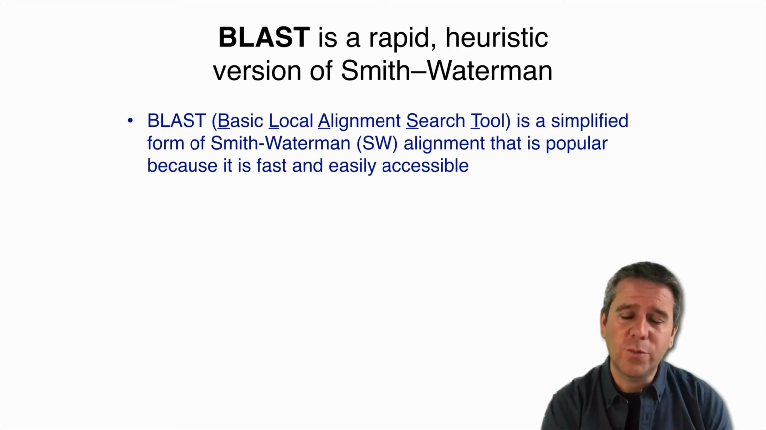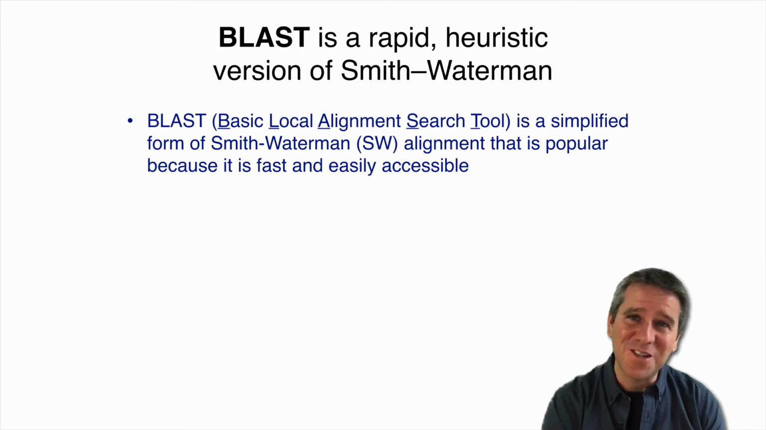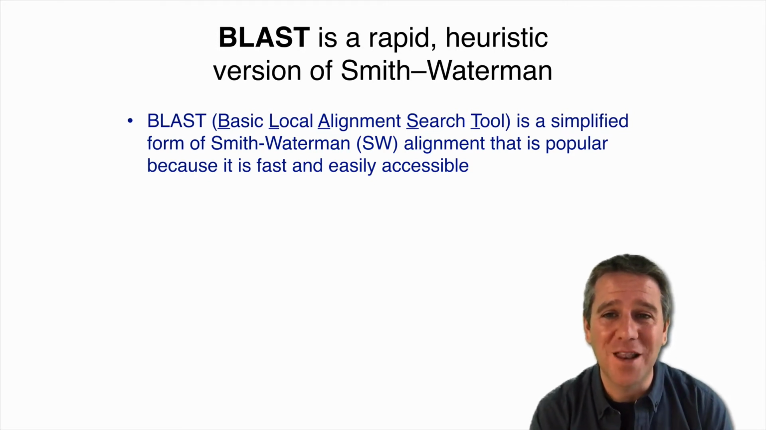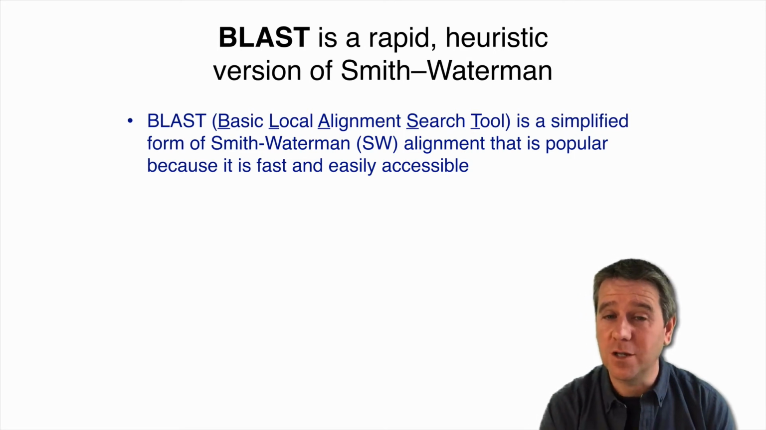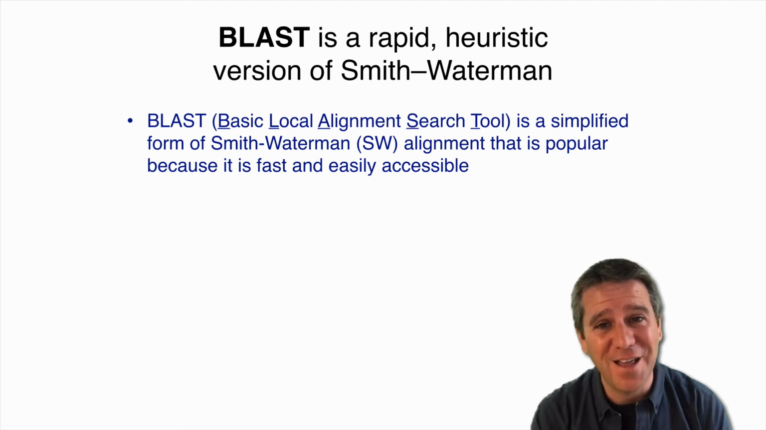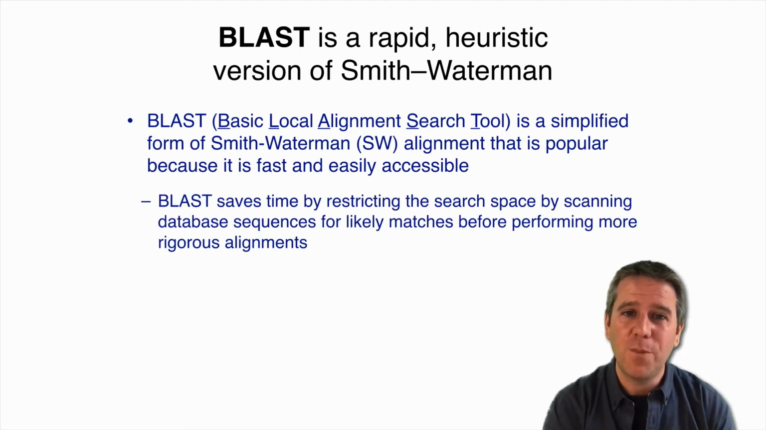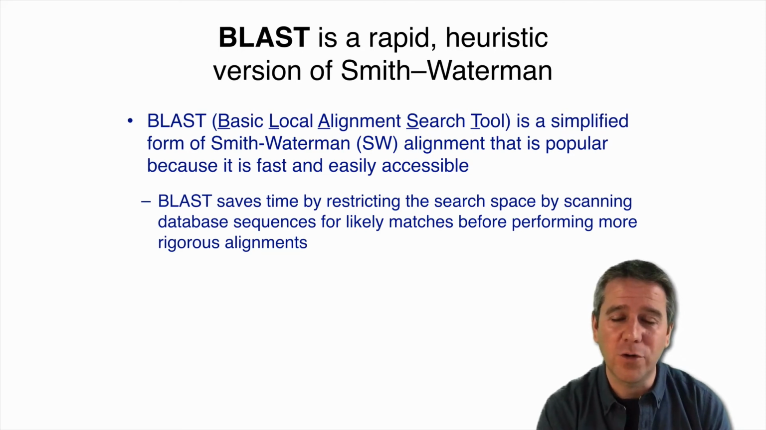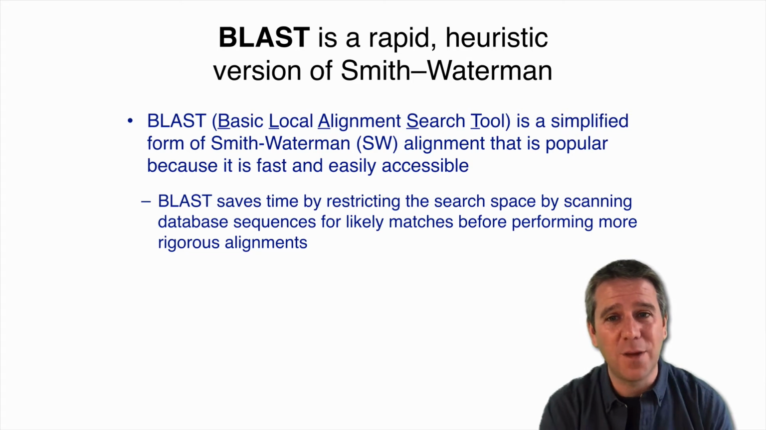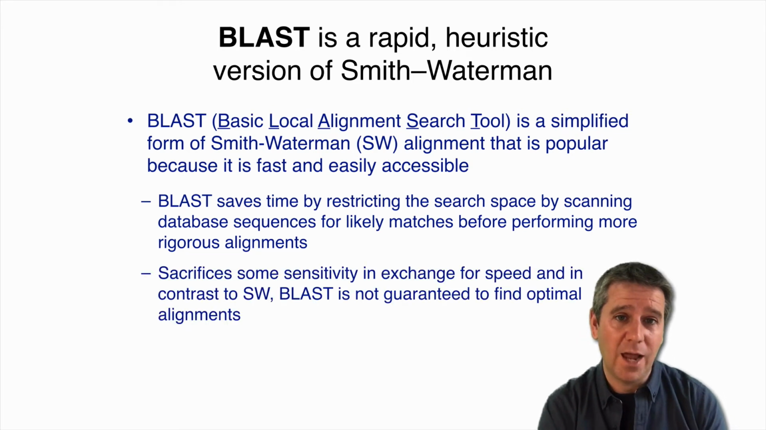So this pre-filtering approach lies at the heart of BLAST, which stands for Basic Local Alignment Search Tool, and it's a simplified form of Smith-Waterman alignment that's popular really because it's fast and it's easily accessible online, as well as in a downloadable form that you can install on your own computer. Now BLAST, as I've said, saves time by restricting the search space, by scanning the database sequences for likely matches before performing more rigorous Smith-Waterman style alignments.